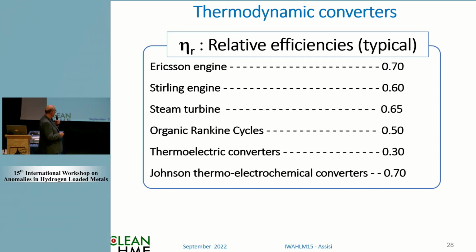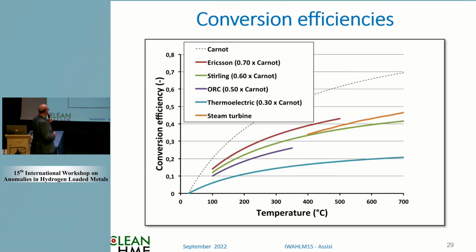Thermoelectric converters, the most modern ones, reach 0.3. Stirling 0.6 and so forth. I don't know if you ever heard about Johnson thermoelectrochemical converters. Do you know this thing? You know, Georges? No? No. We may have to hear much more in our community about this, because this is a solid state converter able to reach very high relative efficiencies. So keep this name in mind. You may hear much more about that in the future.